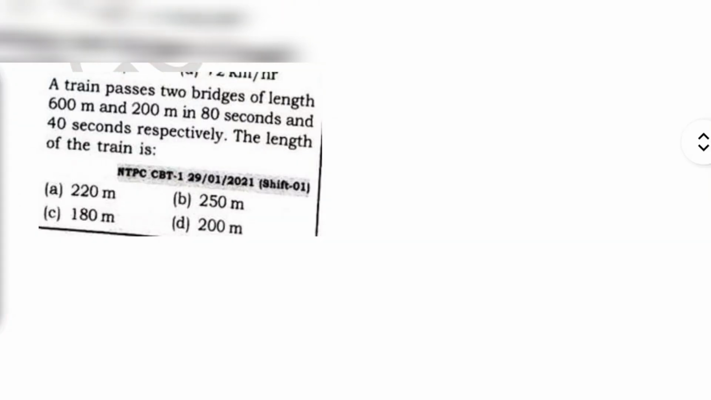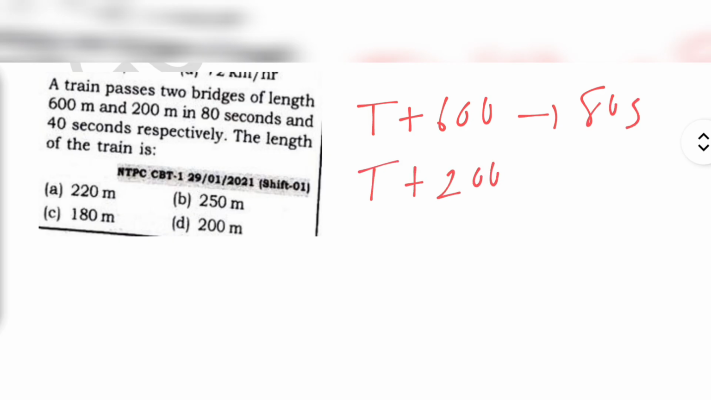A train passes two bridges of length. Okay, this is your train length plus this is the bridge, in 80 seconds. Again, this is your train length with the length of the bridge, 200, in 40 seconds.